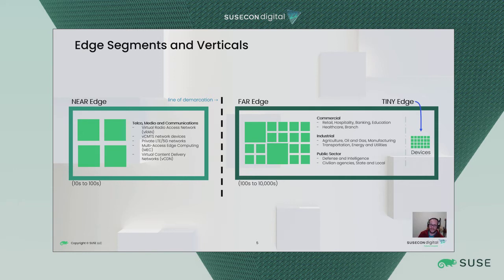And then farther on the right, we've got the tiny edge. These are the devices that actually connect to the physical world. They might be the last ones that you would expect to actually be using Kubernetes or cloud native ideas. But each of these has different needs and different constraints. But we do believe that bringing some of the cloud native ideas to these areas can provide value.